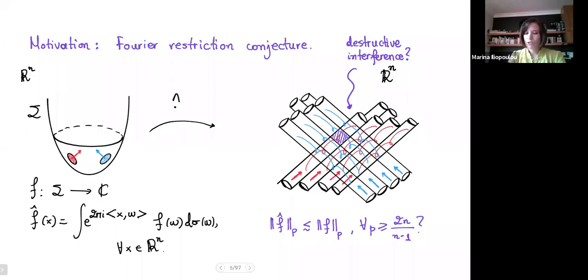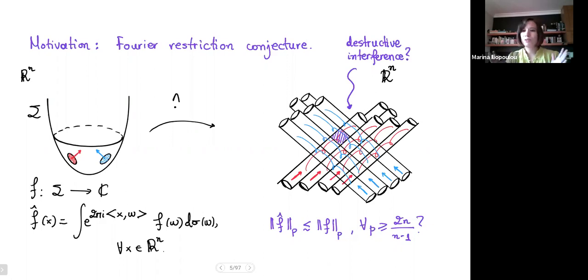So that is what the conjecture says: in principle we have so much destructive interference, if the original surface has non-vanishing Gaussian curvature, that the p-norm in Rn of the Fourier transform will be smaller than the p-norm of the original function, which is defined on a lower dimensional set, and for a wide range of exponents. This is only known in R2. It is a conjecture by Stein, and it is open since the 70s.